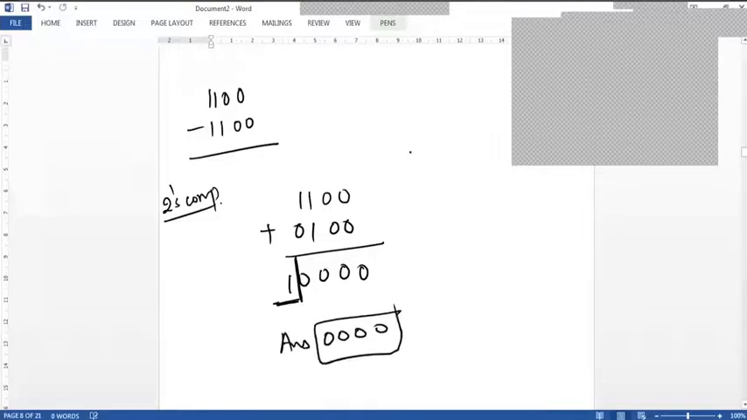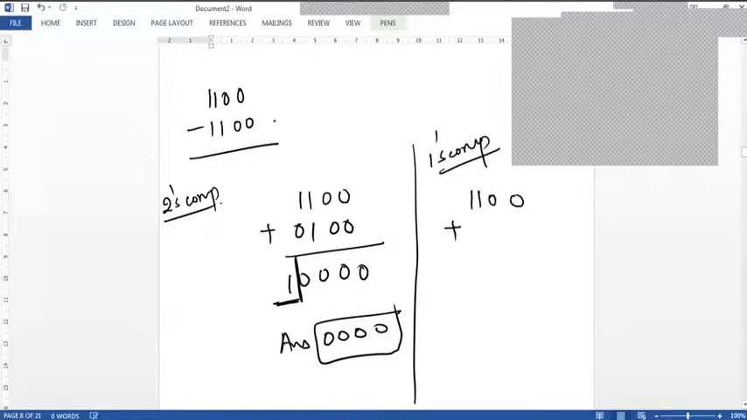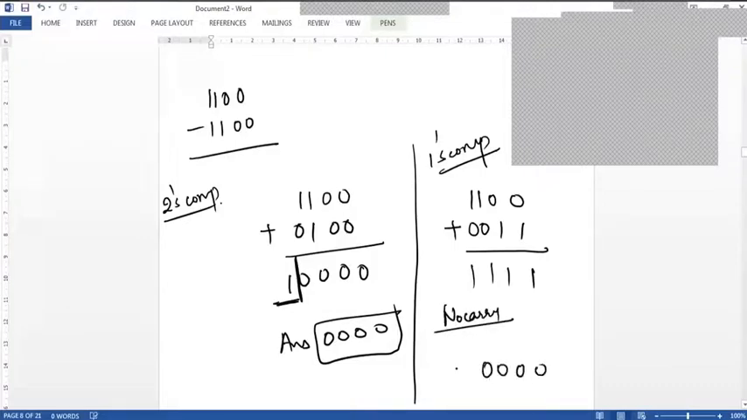ठीक है, चलो अब let me see to one's complement. 1100 plus, take one's complement of this, it would be 1100. इसको ऐड करो, 1111, no carry. So again find one's complement and place a negative sign. क्या हुआ? Two's complement is giving me 0000 and one's complement is giving minus 0000. So there is a problem over here.